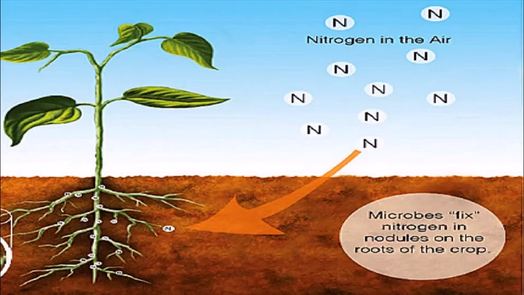This is how the rhizobia fixes the nitrogen for the plant. That is, from the atmosphere, it takes the nitrogen and supplies it to the plant. And in return, it consumes the food that is prepared by the plant.